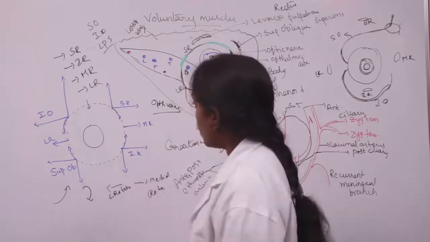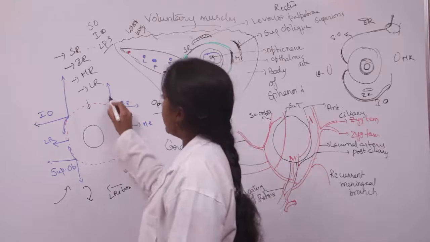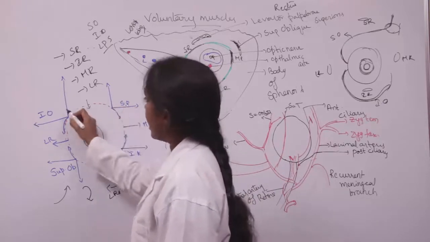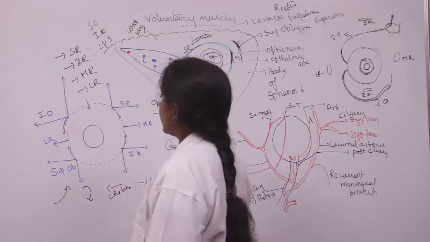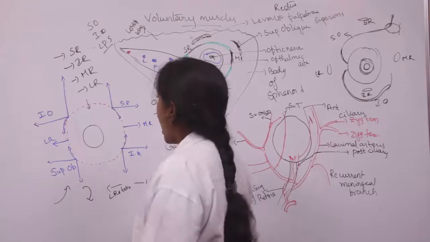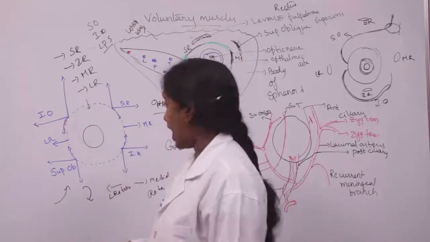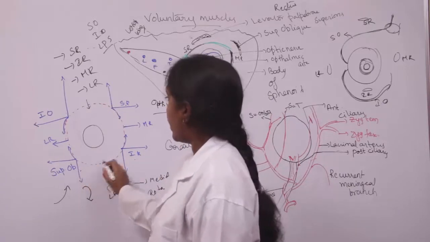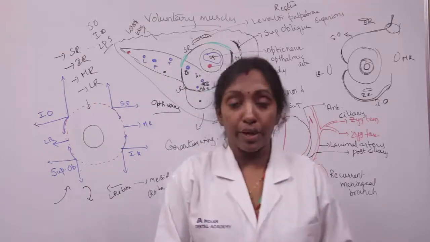So what are the muscles that cause elevation? Elevation means the arrow represented above: the superior rectus as well as the inferior oblique cause elevation of the eyeball. And what are the muscles that cause depression of the eyeball? We can see here the inferior rectus and superior oblique. Inferior rectus and superior oblique cause depression of the eyeball. Elevation and depression.